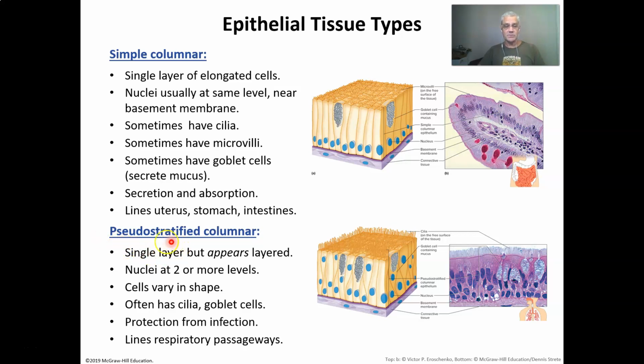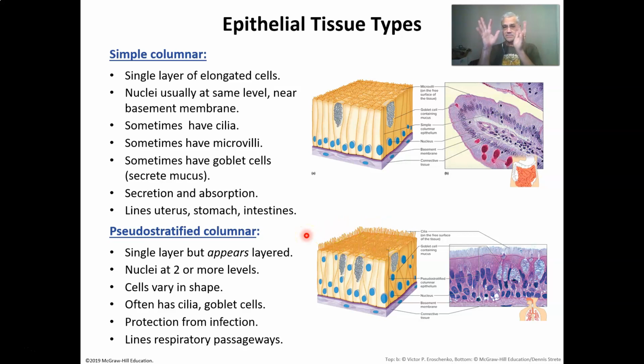But in this case, pseudostratified means that it looks like it's a layering effect of the columnar cells. But in fact, it's not layered. These cells are one cell layer thick, even though it looks like it's multi-layered. So we say that's pseudostratified. Pseudostratified columnar are almost always found in the respiratory system. And in addition, you're going to find that they have cilia on top of them.